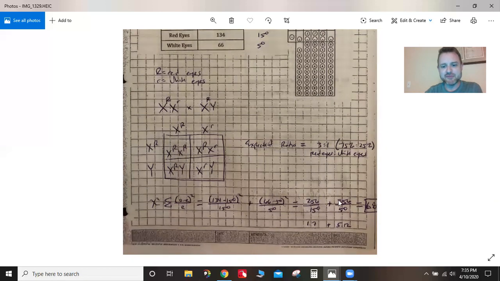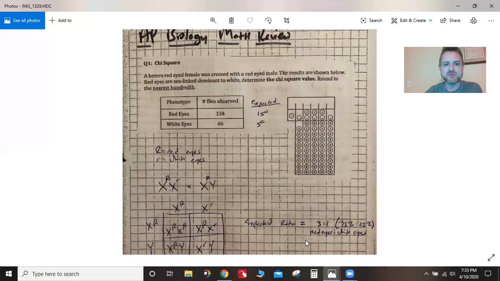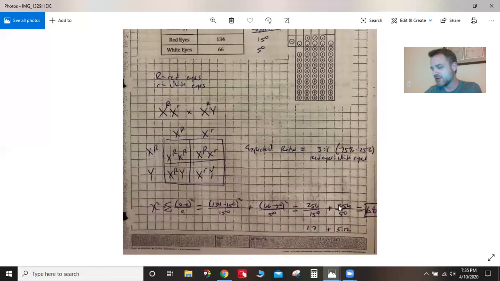This number reduces to 1.7, this reduces to 5.12, and overall you get 6.8. The question wants the nearest hundredth place. Oh, that's the tenths place. Maybe it didn't scan. Yeah, it should be 6.82. Glad I had the answers in front of me. 6.82 is the answer. Now, this question doesn't ask this, but how many degrees of freedom are there?